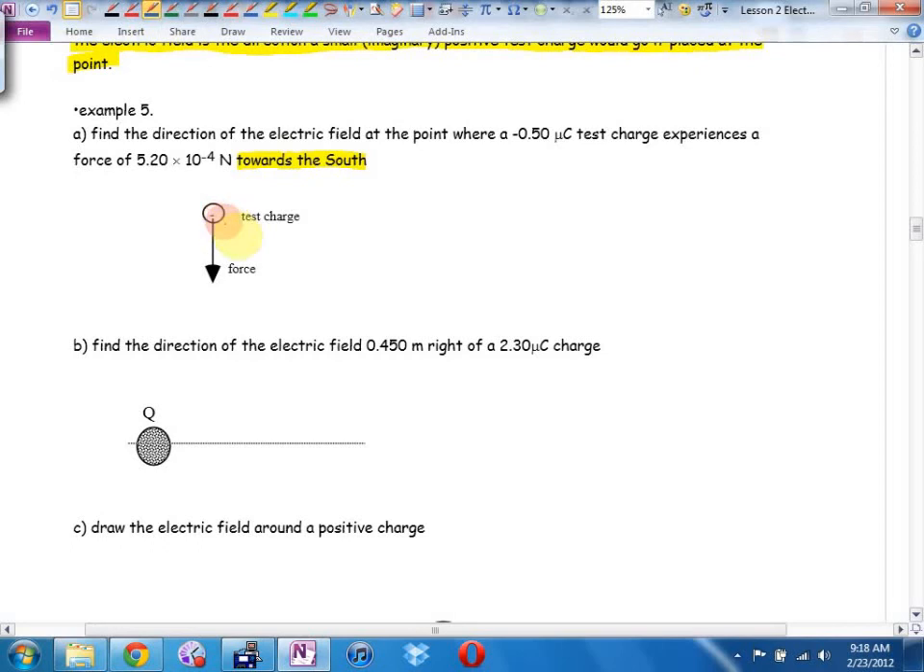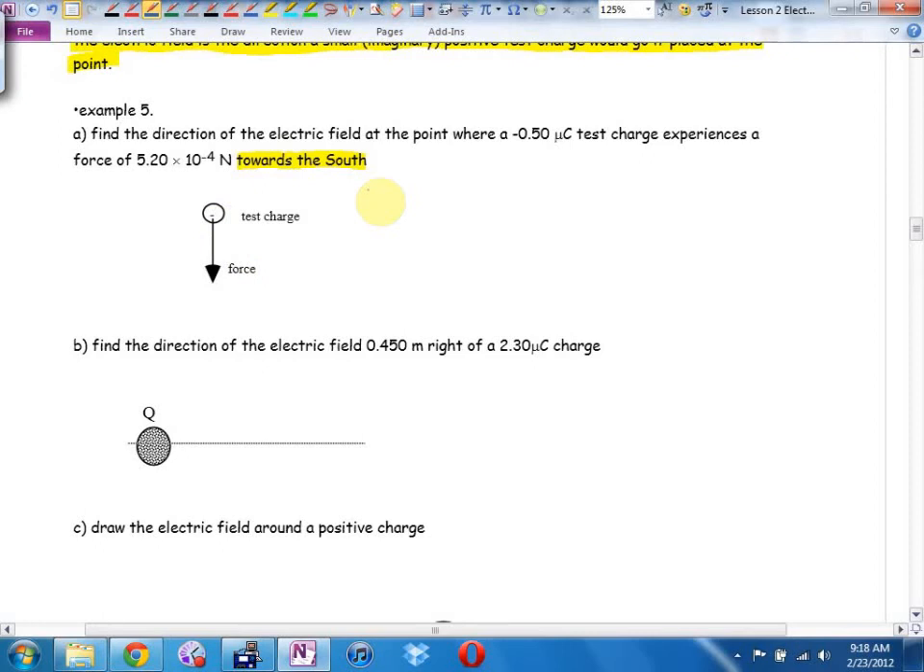According to the question, what does it say? This charge right here, with the minus sign on it, with the negative in front of the number? Is it negative or positive according to the question? What does the question say? Negative. Which way does the negative feel a force according to this question? South. Which way would a positive want to move then?